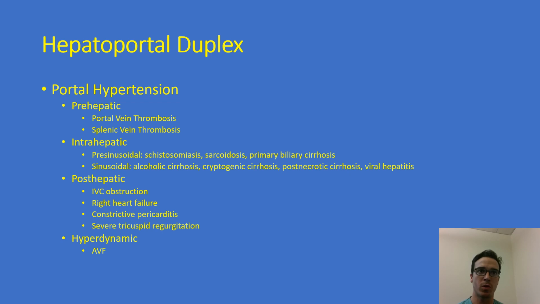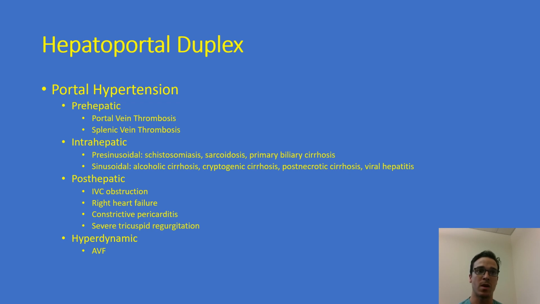The causes of portal hypertension can be broken down into four different categories: prehepatic, intrahepatic, posthepatic, and hyperdynamic. Portal hypertension in the prehepatic realm is usually caused by portal vein or splenic vein thrombosis. Intrahepatic can be further broken down into presinusoidal or sinusoidal. Presinusoidal is usually due to things like schistosomiasis, sarcoidosis, or primary biliary cirrhosis.